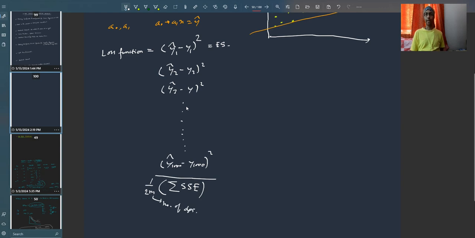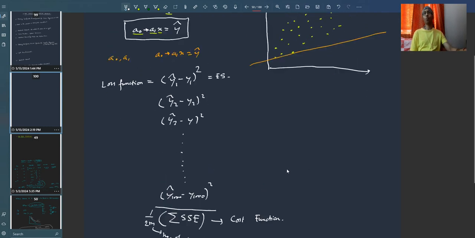Right? This is a measurement which is called the cost function. So the loss function is a measurement of a single data point's error, and the cost function is basically the average of all the data point errors. Now we have understood what a loss function and a cost function are, friends.